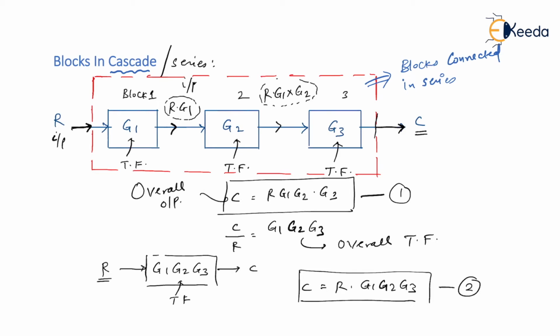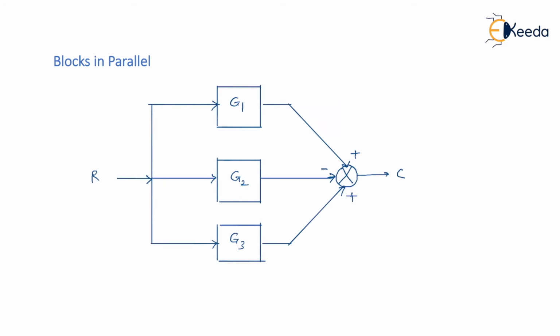So if blocks are connected in series, their transfer functions get multiplied, right? Therefore G1, G2, G3 get multiplied, then it becomes a single transfer function, and then it has become a single block, right? I hope you are clear with the very first rule. Let us go for the second rule. Second rule is for blocks connected in parallel.